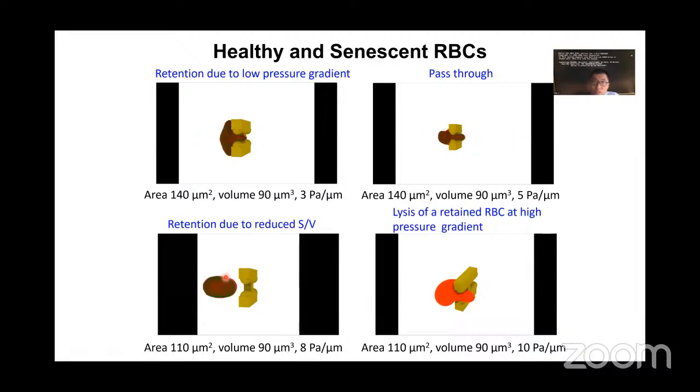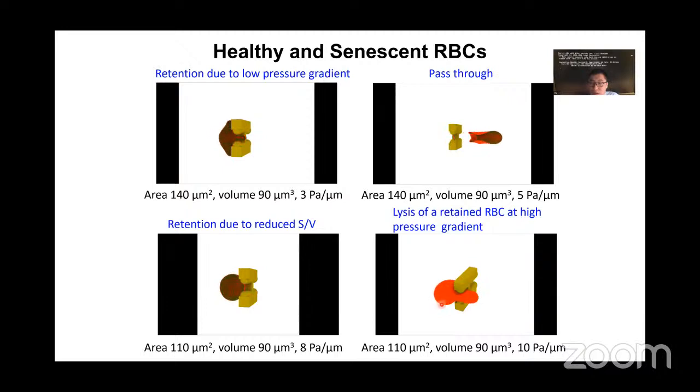So the feature of the aged red cell is a reduced surface volume ratio. So in this case, we reduce the surface area of the red cell from 140 to 110, and we find that this aged red cell cannot pass through the slit because of this reduced surface volume ratio that compromises the deformability of the red cell. Then we increase the driving pressure for this case, and we can see that if we use a larger force, we can pull this aged red cell through this slit.